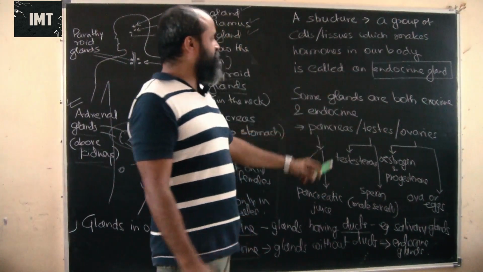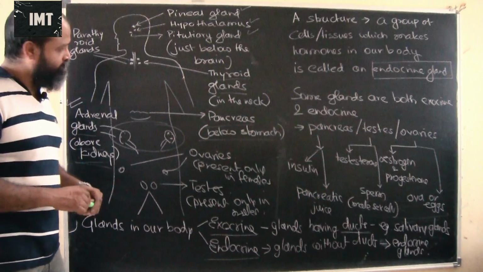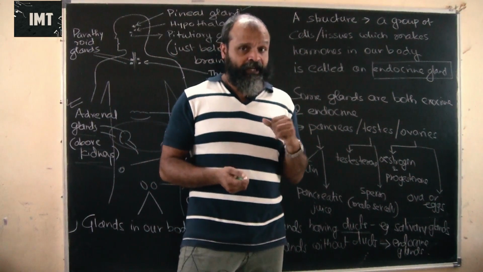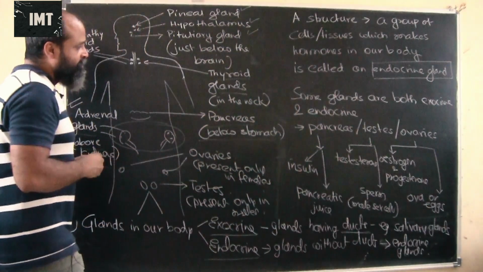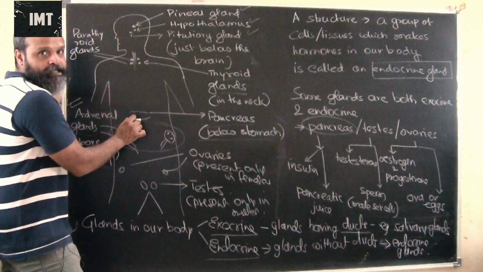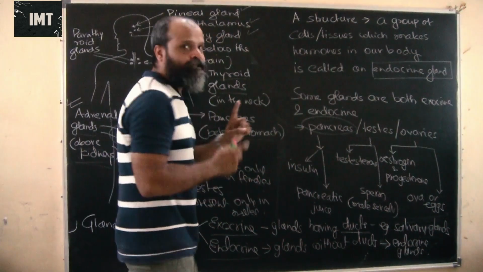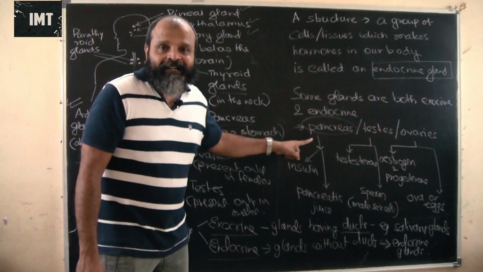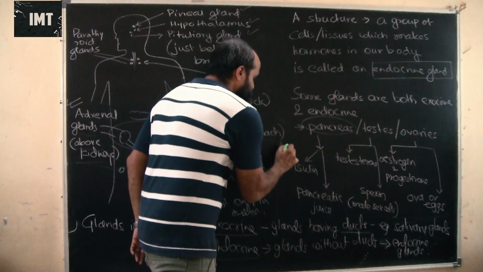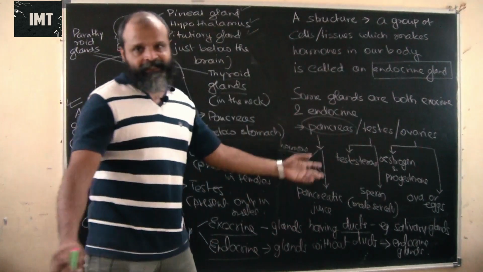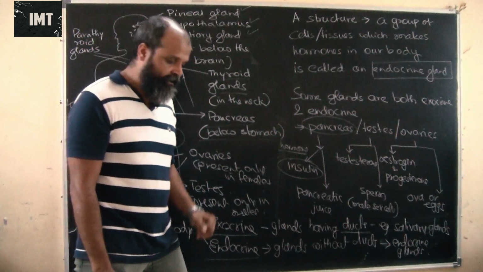Some glands are both exocrine and endocrine. There are certain glands which will behave both as exocrine and endocrine. How? We will understand. For example, the pancreas. As we have seen, the pancreas is located below the stomach. It behaves both as an exocrine gland and an endocrine gland. How? The pancreas releases a hormone into the blood known as insulin. This is a hormone which controls the sugar levels in our body.